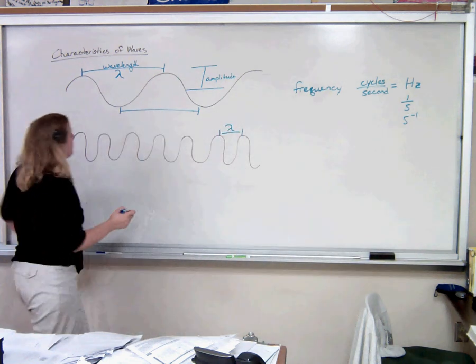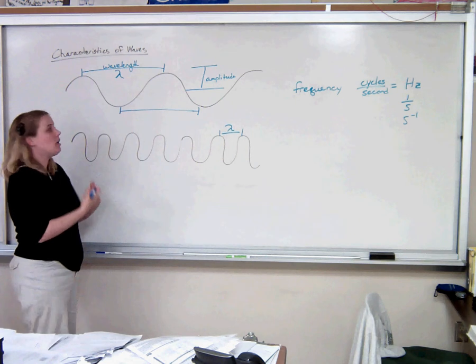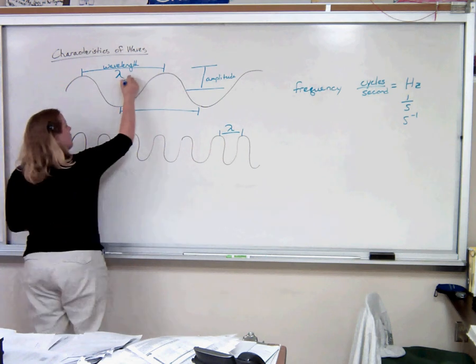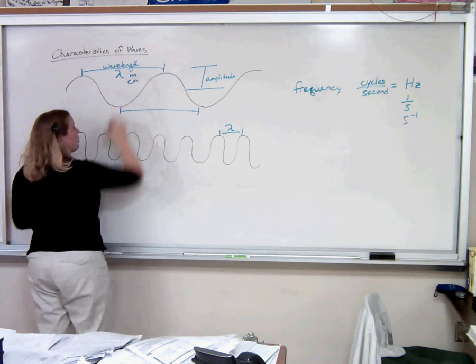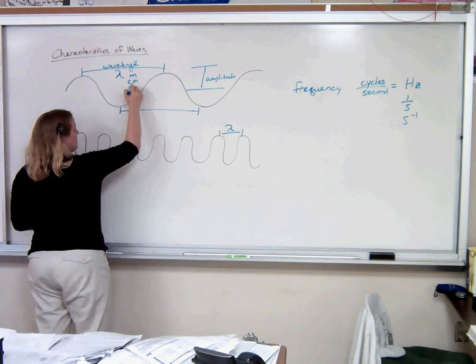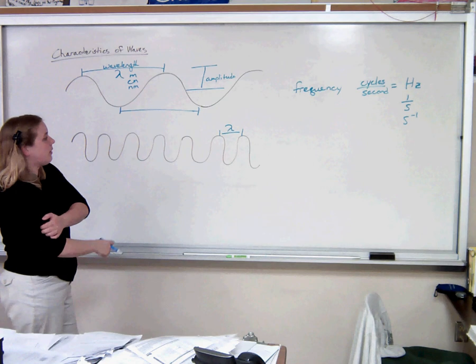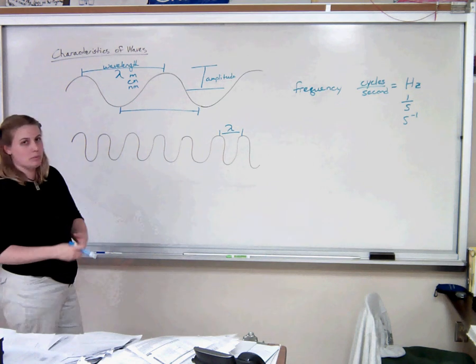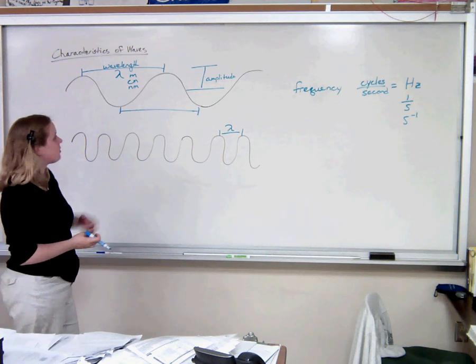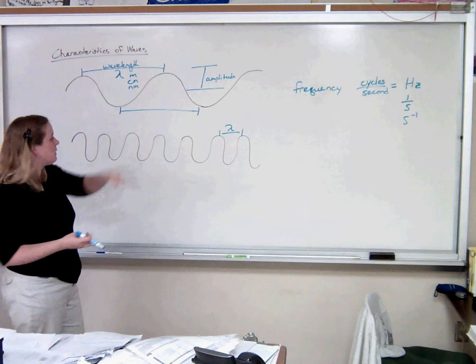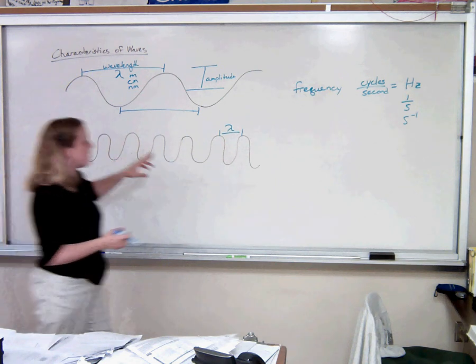Wavelength is in some sort of distance unit. You can do it in meters. We typically do it in centimeters. You can sometimes see it in nanometers. We don't really talk about amplitude that much as far as what we're going to be doing in our class. So we have wavelength, we have frequency. The last thing is energy.